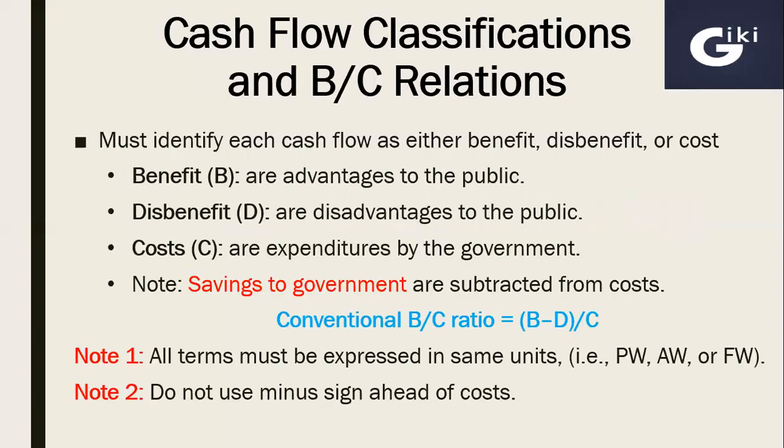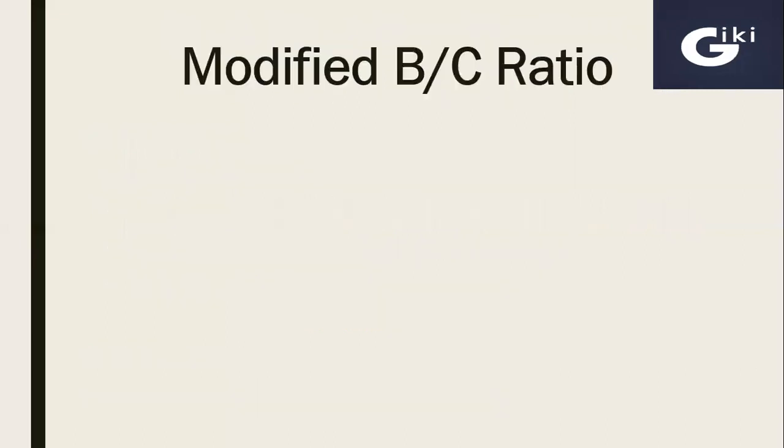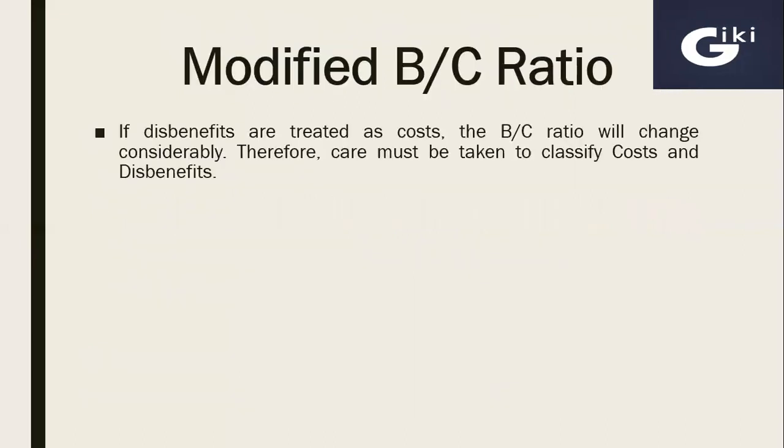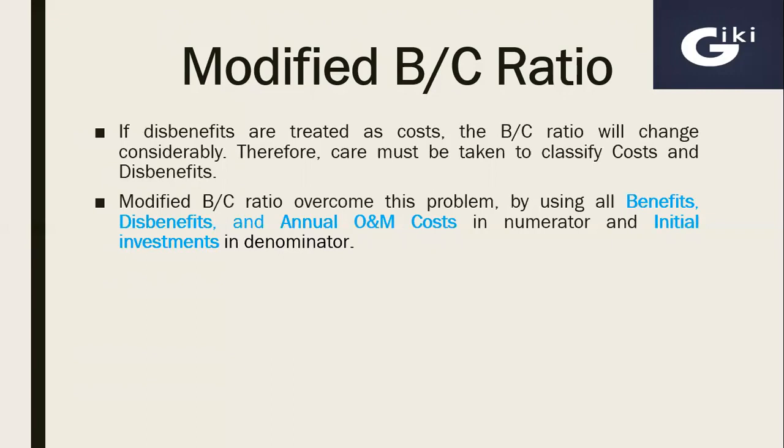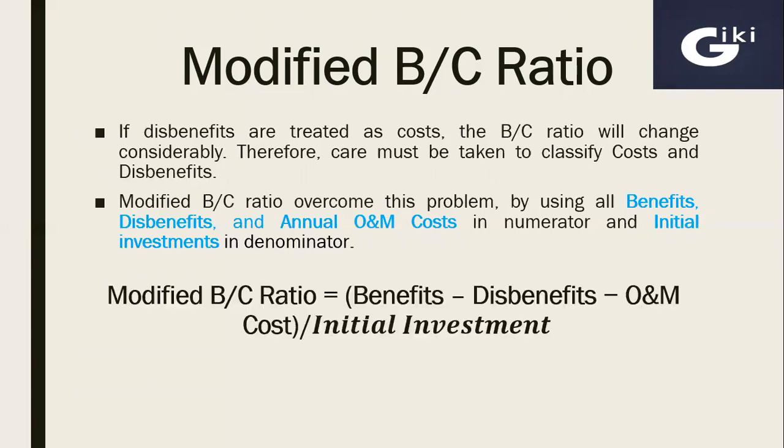Conventional B over C ratio is benefits minus disbenefits divided by cost. But on the other hand, modified B over C ratio is equal to benefits minus disbenefits minus operating and maintenance costs, divided by initial investment.